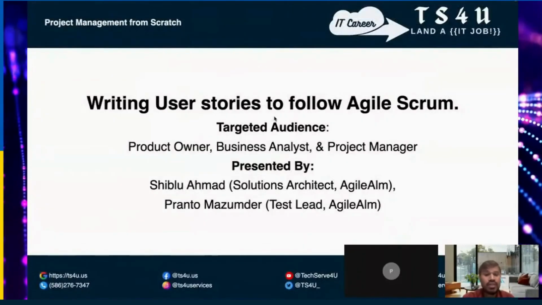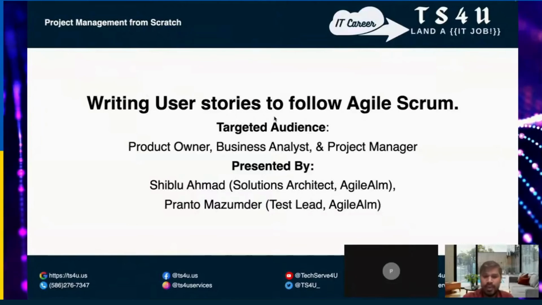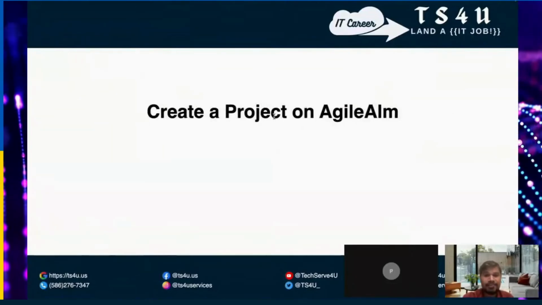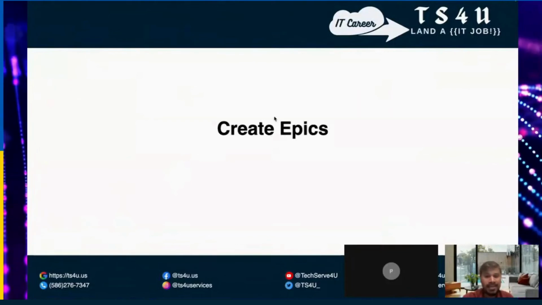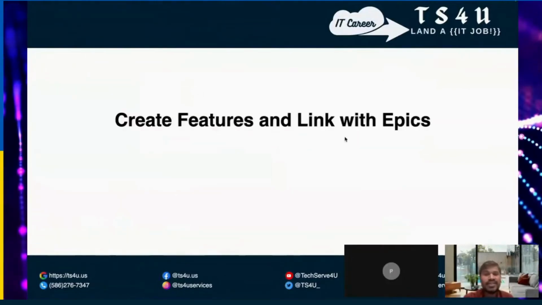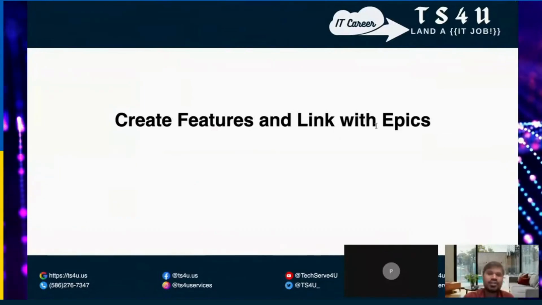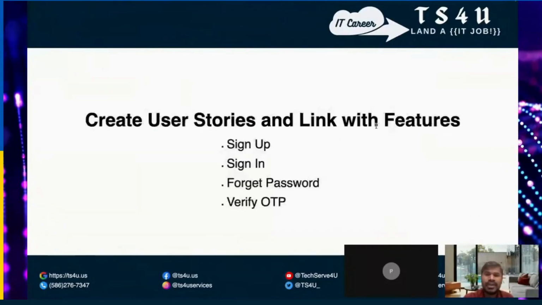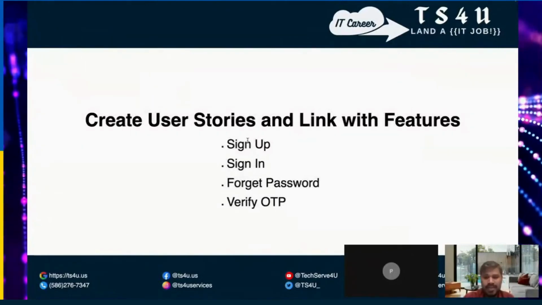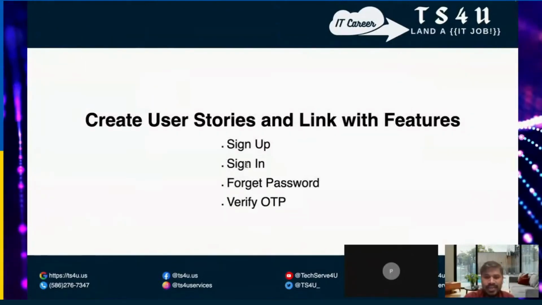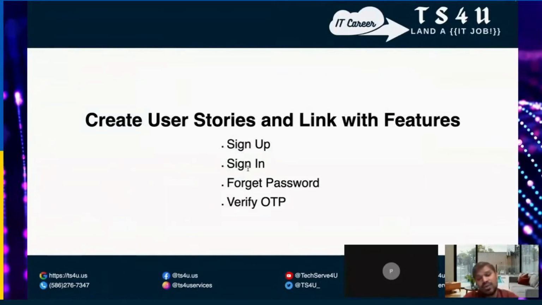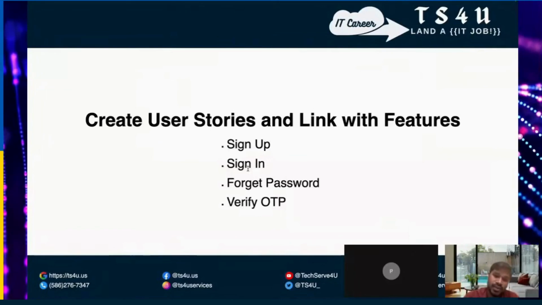Writing user stories to follow Agile Scrum. We have done it. Create a project on Agile ALM, done. Create Apex, we created one Apex, so that is done. Create features and link with Apex, that's done. Create user stories and link with features, that is done. So we have done this sign up, we have done this sign in, but we created a new user story that does not exist today.